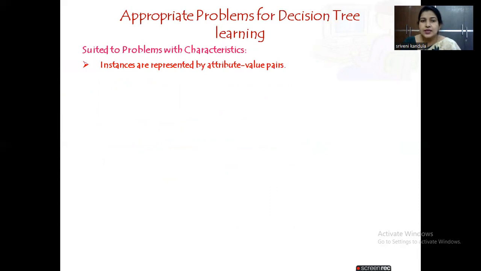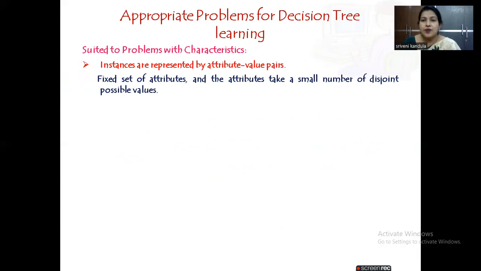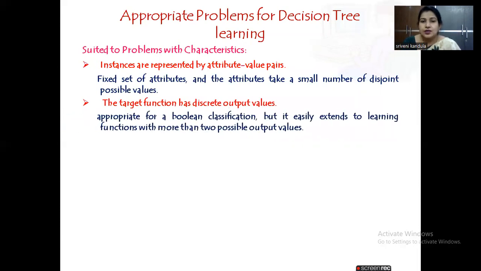Okay, so first, instances are represented by attribute value pairs. That means for each attribute, you have a disjoint set of possible values. Like that, you have an attribute and a set of associated values for the attribute as well. Then the target function has a discrete output value. So usually this is suitable for Boolean classification. The example that we will be working with is also a Boolean classification one, but this can be easily extended to learning functions with more than two possible output values. It need not be a Boolean value, but it can be multi-valued as well.